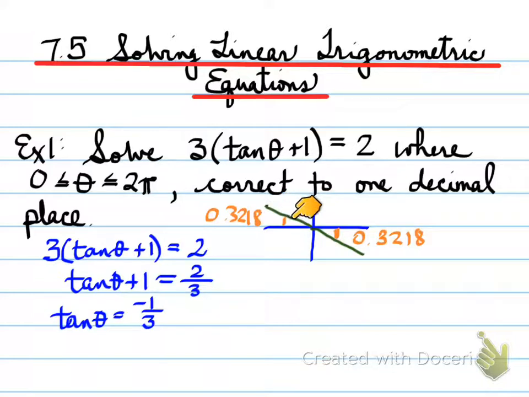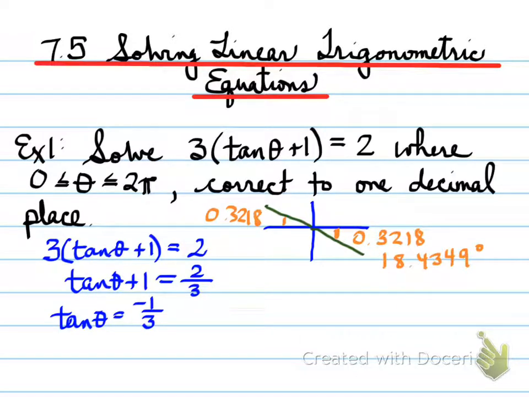For example, for quadrant 2, we would take pi, which is this line right here, and subtract 0.3218 to find the angle from standard position. For this angle, we would take 2 pi minus 0.3218 to calculate the angle from standard position to this line. So we do the following.